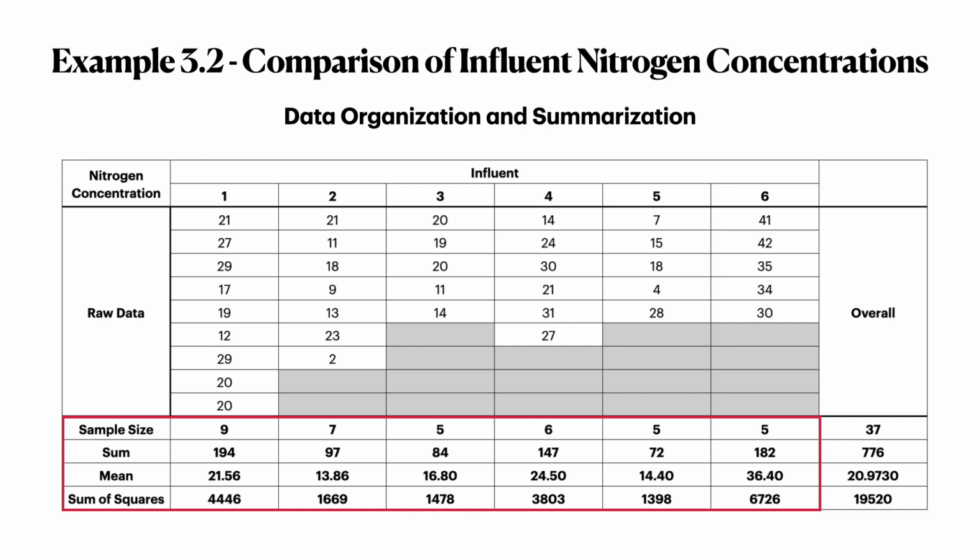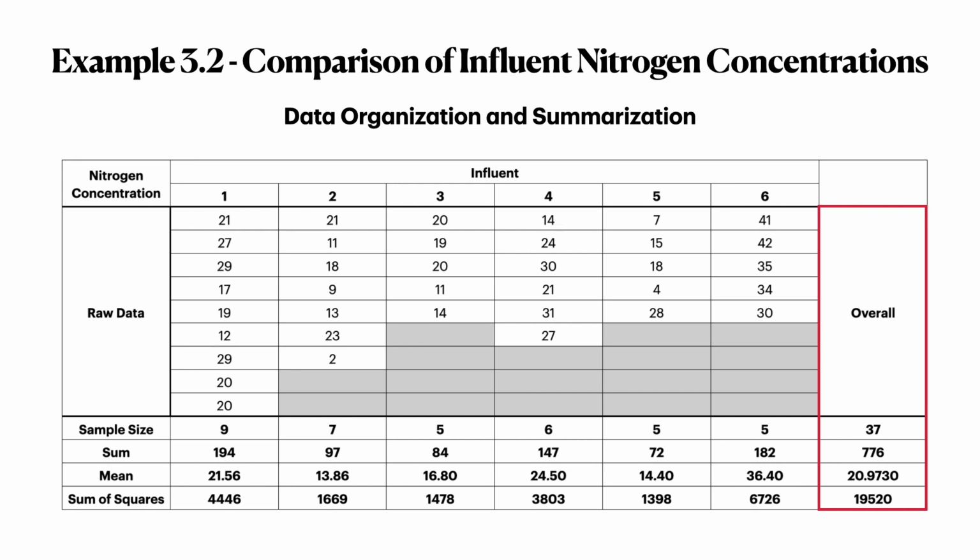And so we have a row for the various sample sizes. We have a row for the sums of the observations within each sample. We have a row for the mean response, the mean nitrogen concentration for each of the 6 samples. And then finally, in the last row, we have the sums of squared observations for each of the 6 samples. In the far right column, we have overall summary statistics for the entire data set.